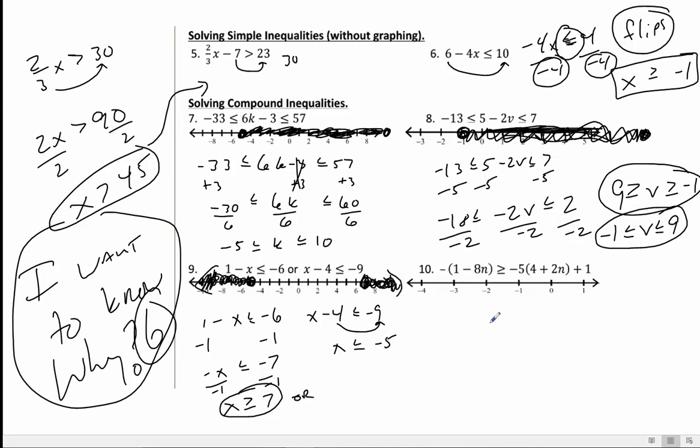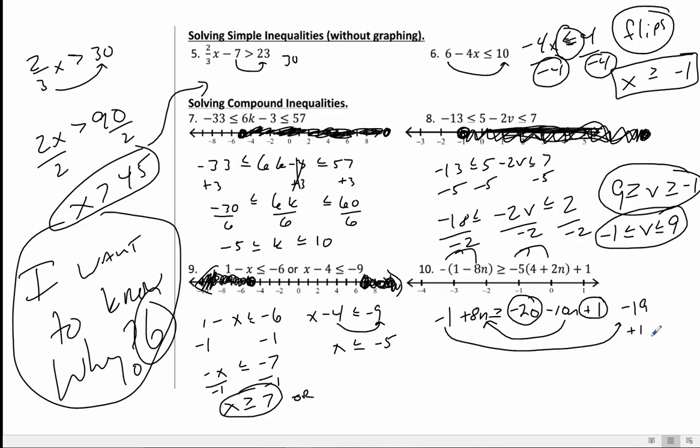For number 10, this is just a single answer. So I've got to distribute, distribute. Negative 1 plus 8n is greater than or equal to negative 20 minus 10n plus 1. I'm going to bring the negative 10n over to this side. I'm going to combine the negative 20 and the 1 to get a negative 19. Then I'm going to bring the 1 over by adding, which is negative 18. When I bring the 10n over, I get a positive 18n is greater than or equal to negative 18. When I divide by 18, I get n is greater than or equal to negative 1.